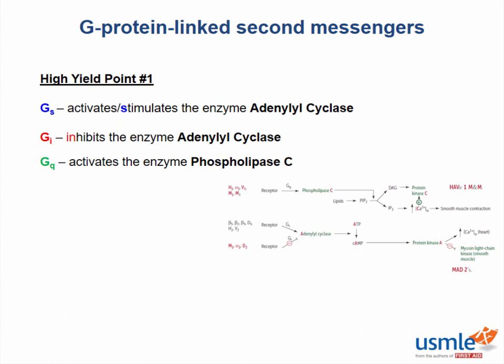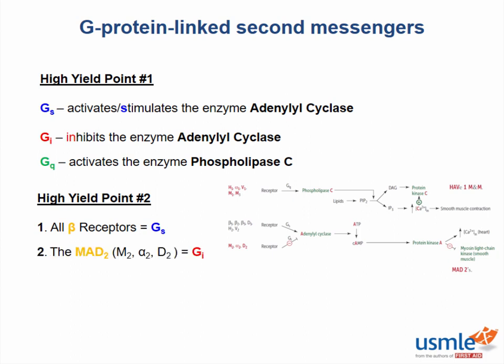Now, there are many different tricks to remember which receptors are coupled to which G proteins. The one I like best has 3 rules. Rule number 1 is that all beta receptors are Gs. Rule number 2 is called the MAD2. So all M2, alpha 2, and D2 receptors are Gi. And rule number 3 is that all M3 receptors and most alpha 1 receptors are Gq.